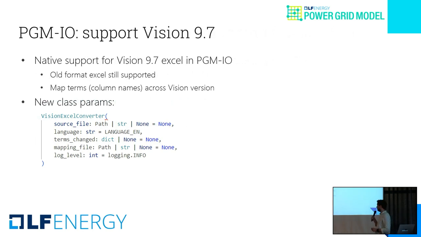An additional thing is that we now also support Vision 9.7, which is the newest version of Vision. And some things in the data model changed. But we now support Vision 9.7 and also older versions of Vision. So you can actually map the terms and the column names between different Vision versions. So if you have both versions installed on your laptop with two mapping files, you can run both. So you have new class parameters. You have the source file language, depending on which language you are using Vision, Dutch or English. Then you have a mapping of the terms changed between versions, the actual mapping file, and the log level that you want your conversions to run.